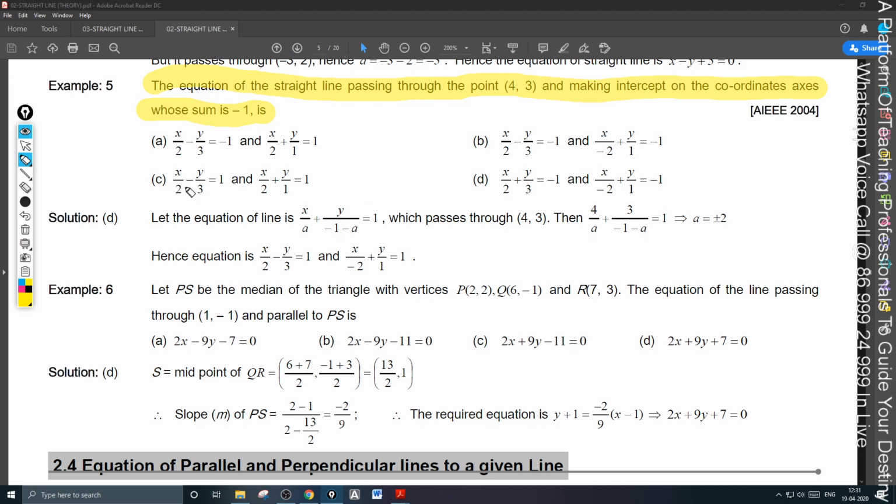Of course, it is getting satisfied. But let us check for the next one. 4 by 2, 2 plus 3. 2 plus 3, 5, but it is going to be 1. So D must be the answer.